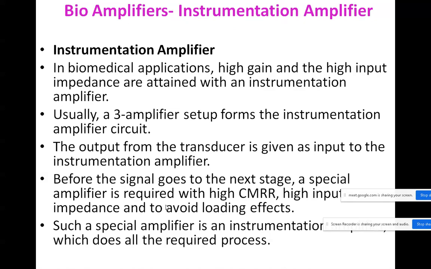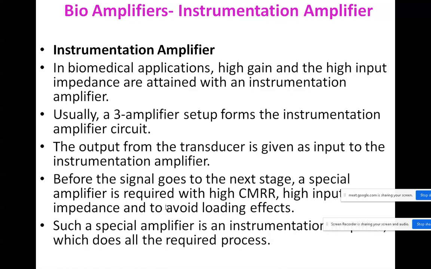Instrumentation amplifier. In biomedical applications, high gain and high input impedance are attained with an instrumentation amplifier. Why do we go for an instrumentation amplifier? To achieve high gain as well as high input impedance. With high gain and high input impedance, you can avoid distortion in the output and have an effective and efficient output at the output terminal. That's why we go for an instrumentation amplifier. Usually an instrumentation amplifier has a 3-amplifier setup. The first 2 amplifiers are non-inverting amplifiers, and the third is a differential amplifier. So totally 3 amplifiers are used in the instrumentation amplifier setup.